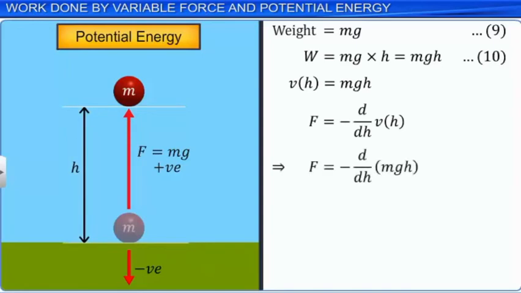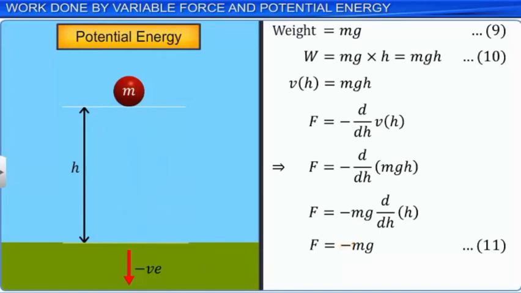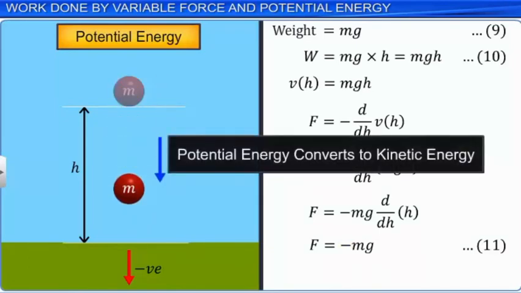Thus, F is equal to minus d by dh of V of h, equal to minus d by dh of mgh, which is equal to minus mg. Let this be equation 11. The negative sign indicates that the gravitational force is directed downwards. Hence, when released, the body comes down with increasing speed, converting its potential energy into kinetic energy.